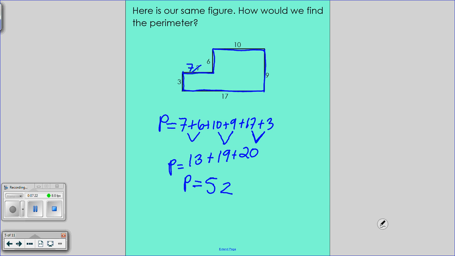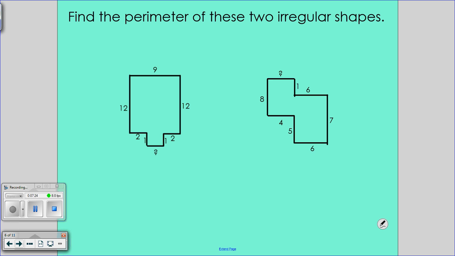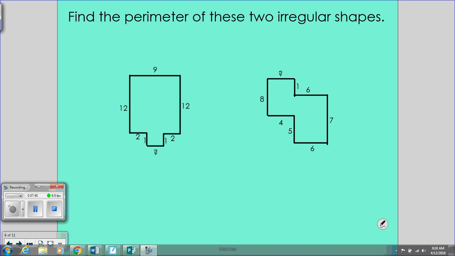Good with that? Alright, now we're going to find the perimeter of these 2 crazy shapes. Let's start with the one on the left. It's primarily a rectangle with a little square hat. So go ahead and draw it. Write your dimensions. We're going to start with the one on the left right now. Alright, we ready to start adding up our sides?